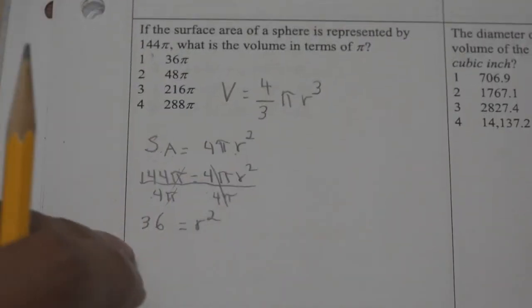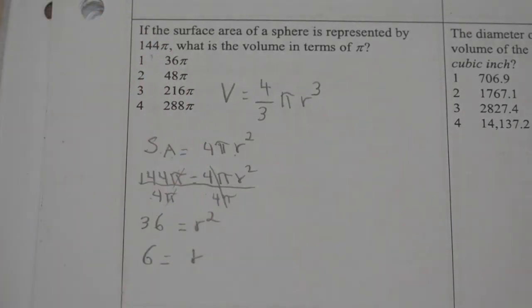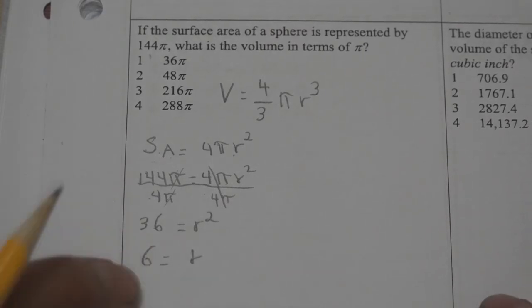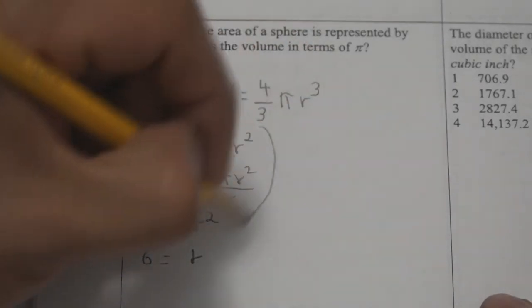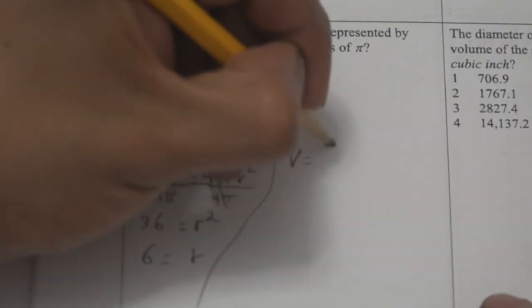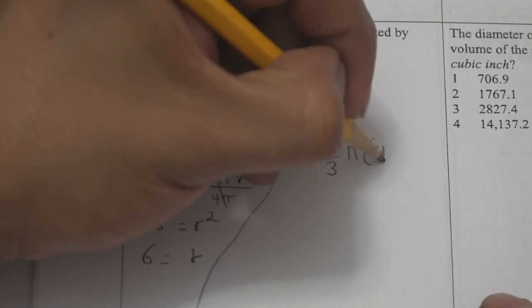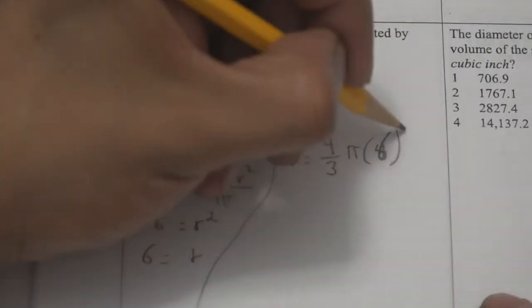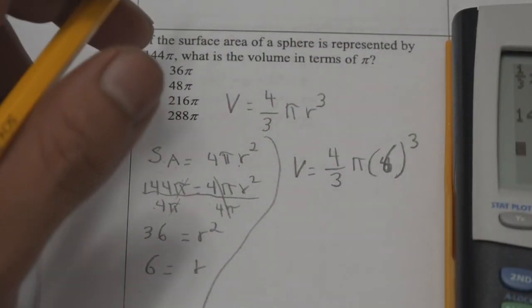But I don't want r squared, I want r. So I have to take the square root of that. So r equals 6. Now, I'm taking the square root, so the radius is 6. Now I can go back to my volume formula and substitute everything. Volume equals 4 over 3 times pi times the radius, which is 6, to the third power. All I have to do now is plug it into the calculator.